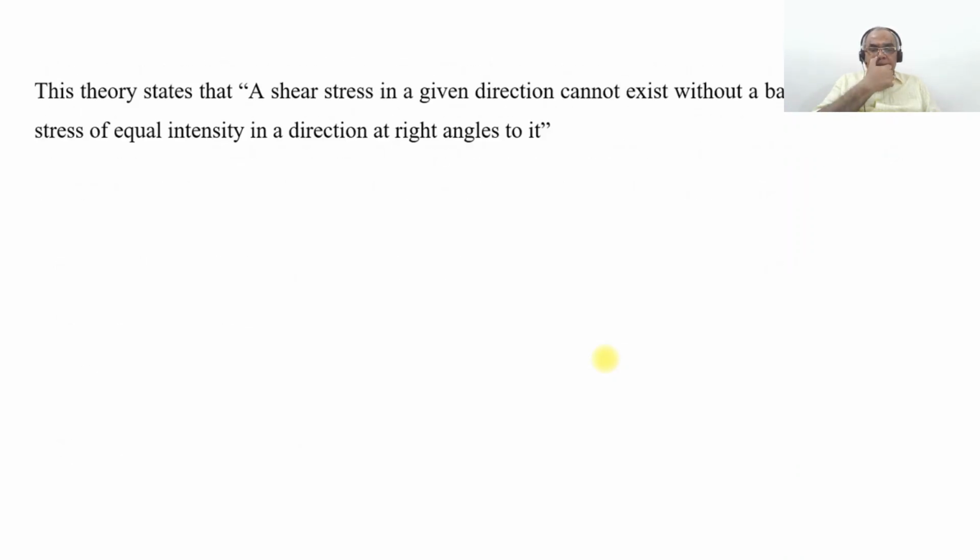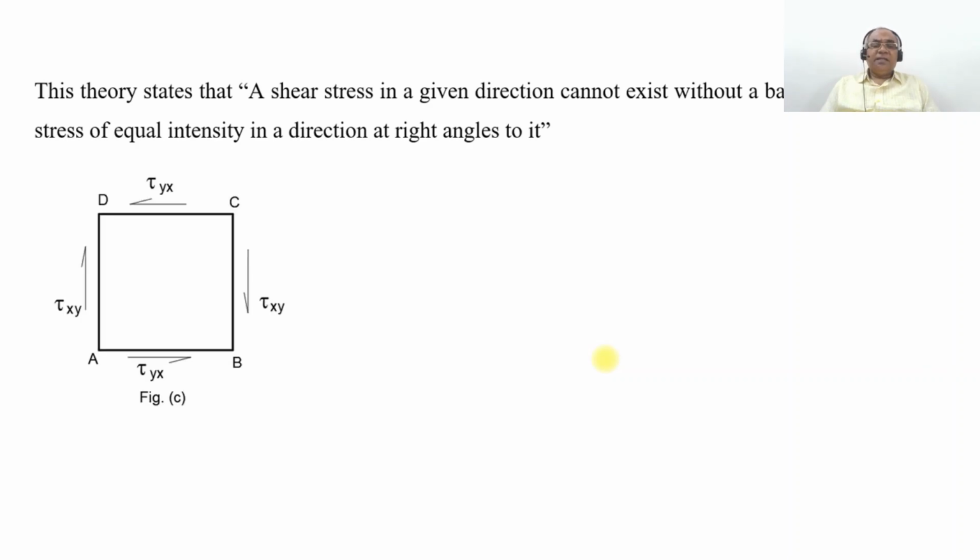This theory states that a shear stress in a given direction cannot exist without a balancing shear stress of equal intensity in the direction at right angles to it. So whenever you have applied any shear stress, there should be a corresponding shear stress at right angles to it. Then only it will exist. That is the reason why we say complementary shear stress. Complementary is nothing but it is at 90 degrees.